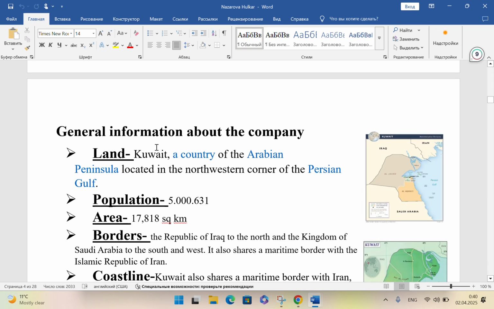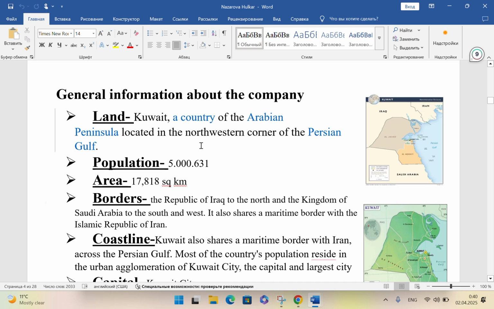And also the general information about the country, like land, population, area, and borders. So land, for example: Kuwait is a country of the Arabian Peninsula, located in the northwest. Like you see, there is the peninsula, and this is the corner of the Persian Gulf.